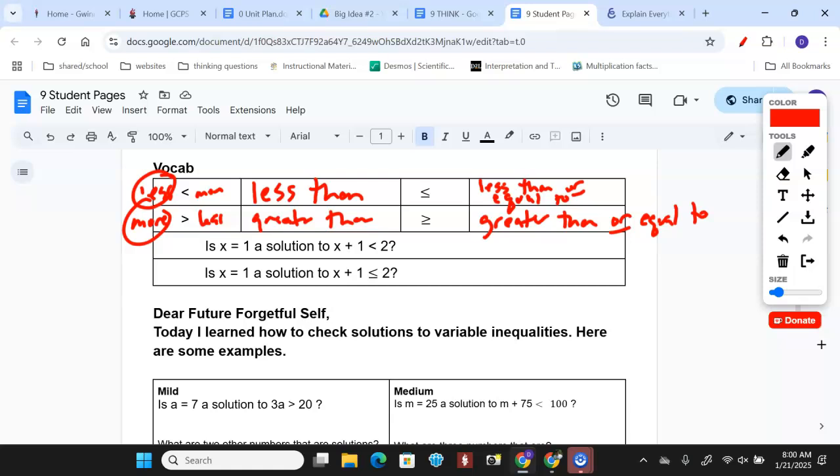And just an easy example to know the difference here: is x equals 1 a solution to this? So if you put in the 1 there, you're going to get 2 is less than 2. No, it's not a solution. But down here, if we add the equal sign, then they're allowed to be equal, and you get 2 is less than or equal to 2. Yes, it is. So the sign allows them to be equal, whereas the signs you're used to from the past do not allow them to be equal.